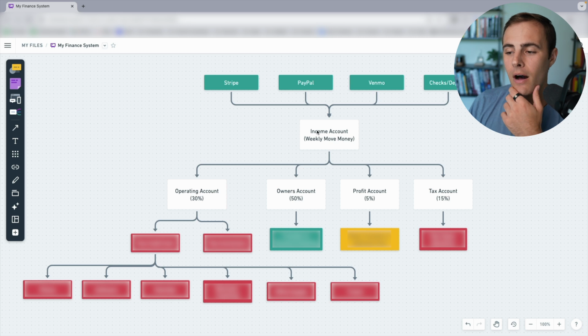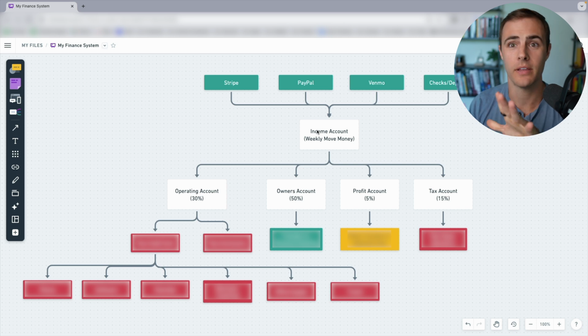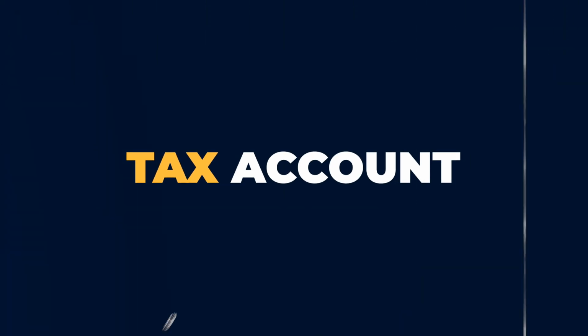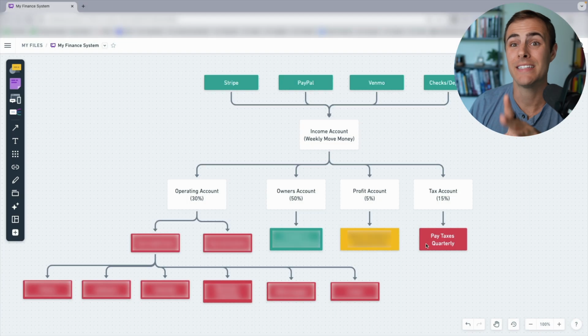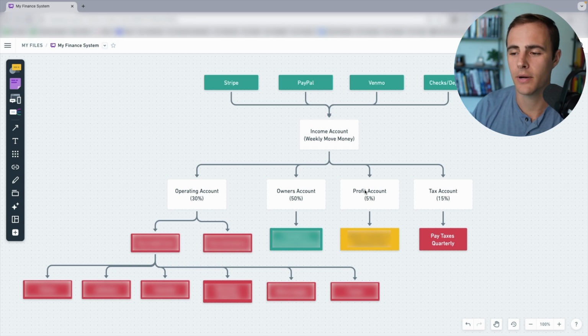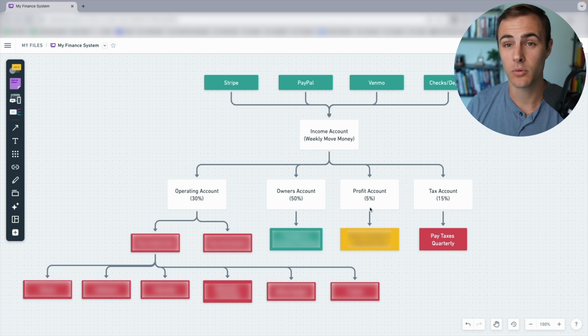Now, let's talk about what I do with this money. All right, so we have these accounts, but what do they do? We're going to start actually with the tax account and work our way backwards. So again, I pay my taxes quarterly. And for this account, actually this account and this profit account, I'm going to give you guys a pro tip here.